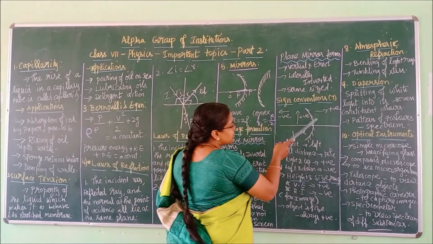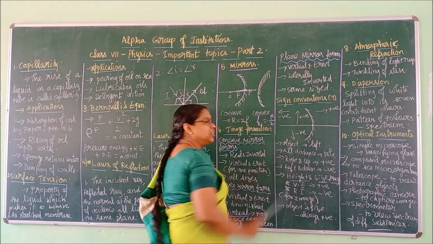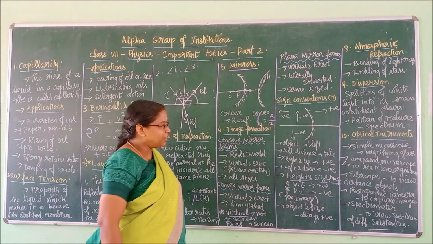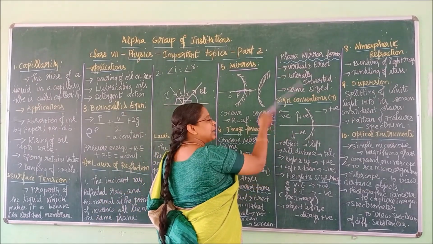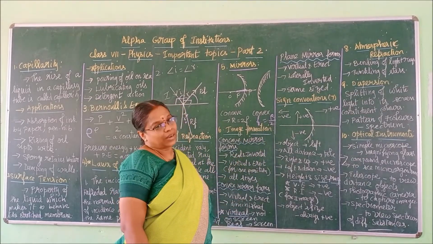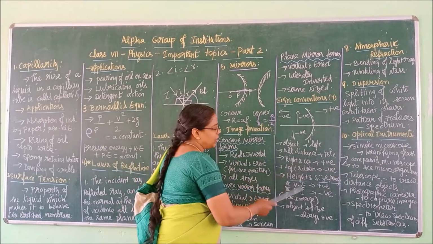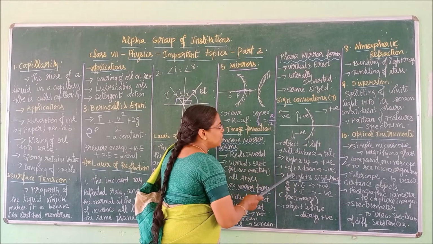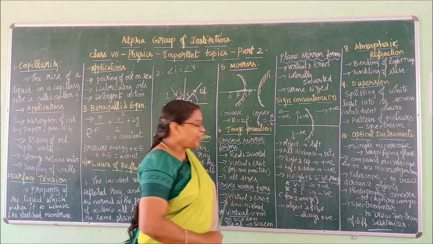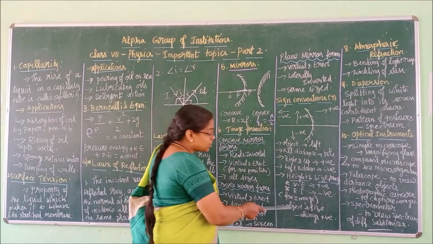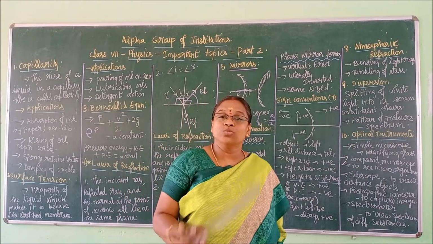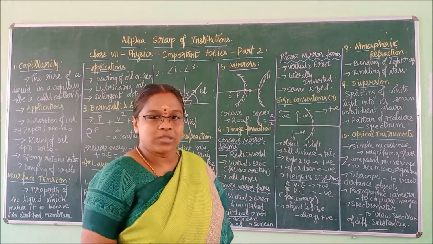Then, whatever measurements we take towards the right direction are taken as positive, left is taken as negative, upward measurements are taken as positive, downward measurements are taken as negative. That is what I have written here: right and up are positive, left and down are negative. Clear, children? Right, next, coming to sizes. Object size is always taken as positive. The size of the object is always taken as positive.